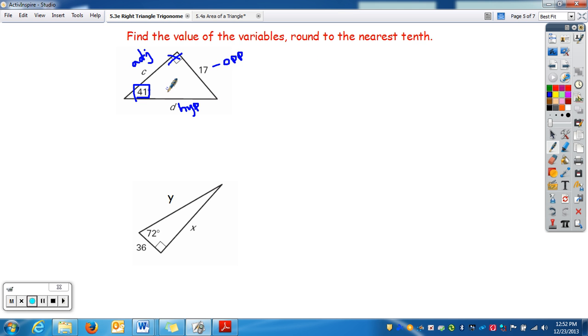Alright, so I have an opposite. If I want to find the adjacent, I have to think, what trig function uses the opposite and the adjacent? And hopefully you can come up with, well, that's tan. Tan uses the opposite and adjacent. So I want to take tan of 41 equals, well, tangent is the opposite over the adjacent, so that is 17 over C.